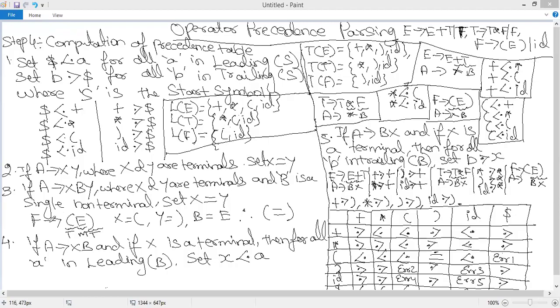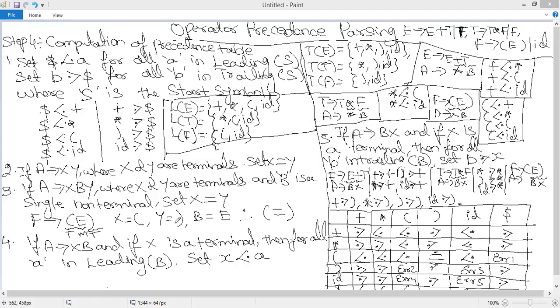So we have a production rule in this format, that is F tends to open parenthesis E and close parenthesis. You see here, open parenthesis is a terminal, close parenthesis is also a terminal. In between these two terminals, we have a non-terminal E. So it can be mentioned according to the format, so we have to set X equal to Y. So open parenthesis equal to close parenthesis. Equal to is the precedence relation here.